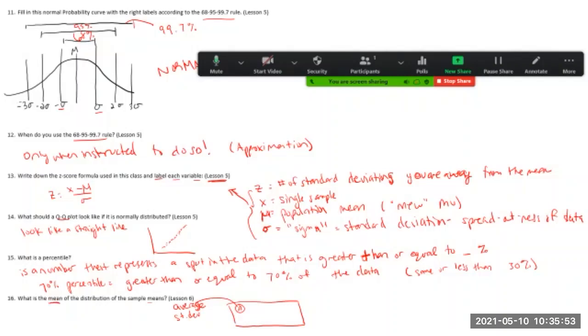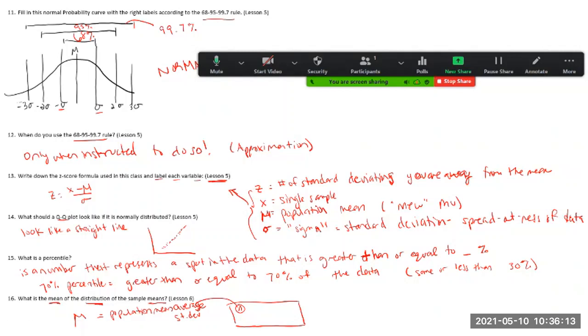So what this question is asking is, what is the mean of the distribution of sample means? What is the average of how this sample is distributed? And the numerical value to represent this is mu, which is the same thing as the population.